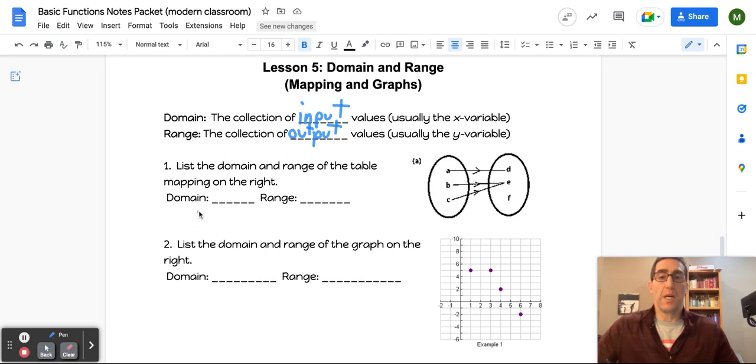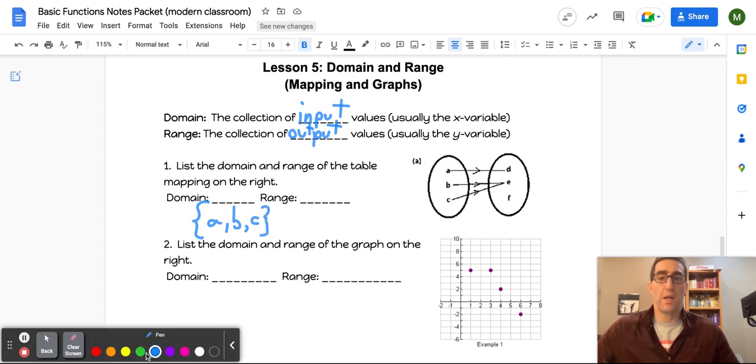The domain, again, we're going to use our set notation of brackets: A, B, and C. Those are the things that are in the domain. Our range, again, I'm using a bracket, is what were the outputs. I see a line goes to D, I see a line goes to E. A line doesn't actually go to F. So in this case, the range is just D and E.